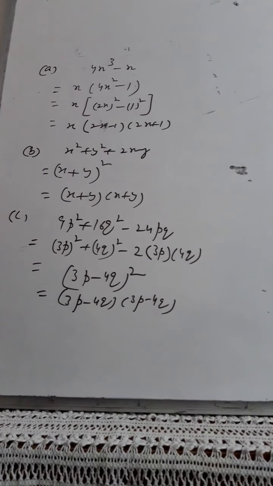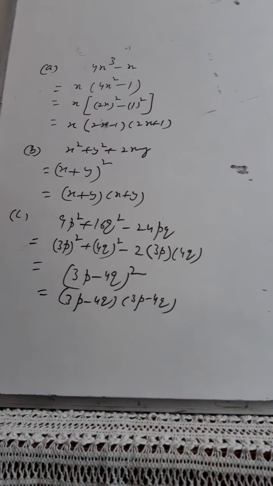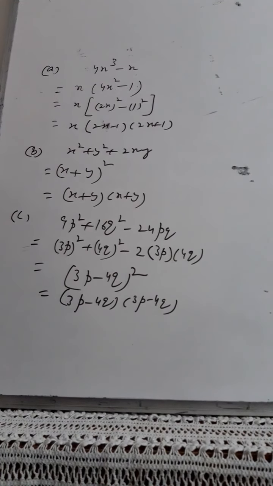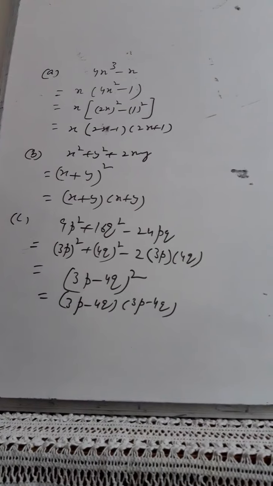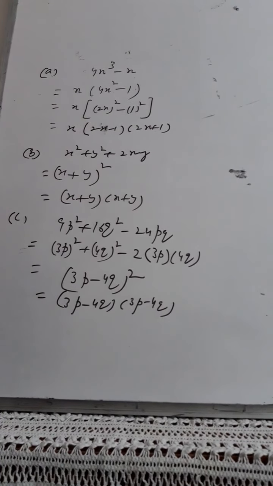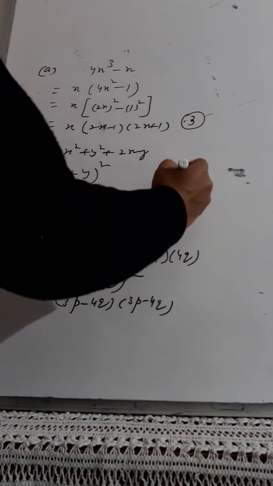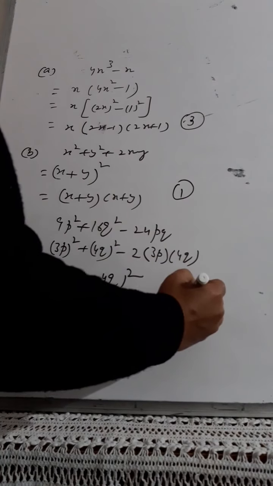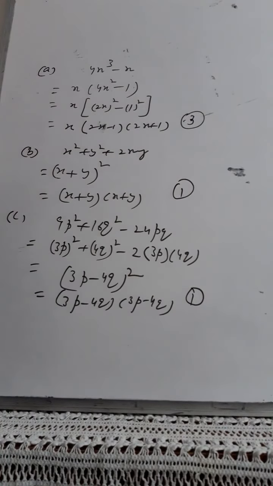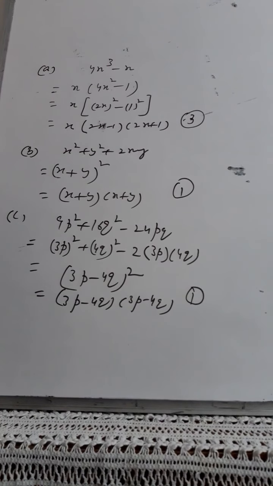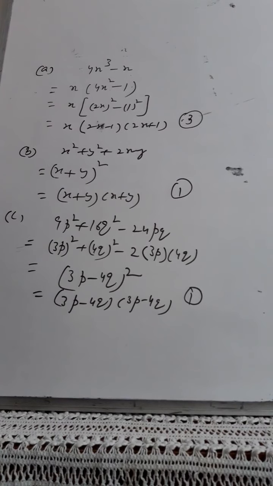Now three parts were there, and this was consisting of 5 marks. 5 marks means 3 marks for this, and 1 for this, and 1 for this. Then the last question was of only 2 marks.